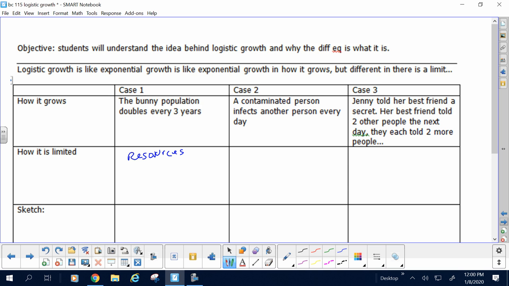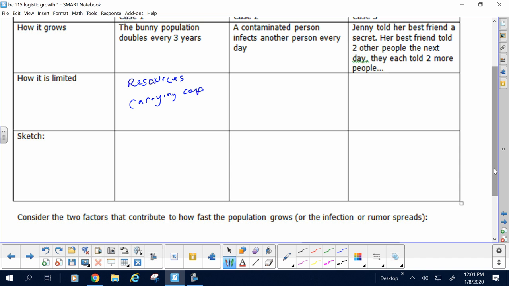Food, etc. Carrying capacity, yeah? So, if you were to actually sketch the population as a function of time, then it would have to start at some non-zero amount. Yeah, you can't get bunnies from no bunnies. So you have to start at some non-zero amount, which would surely be the initial.